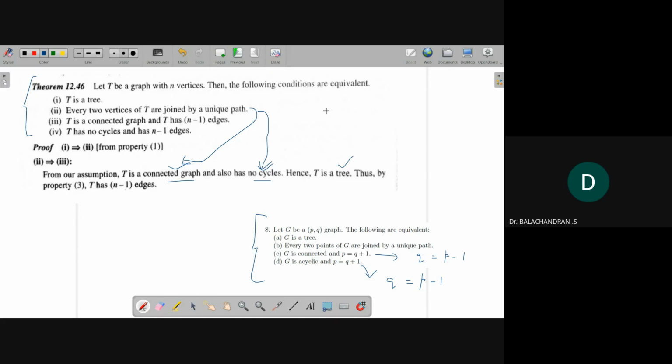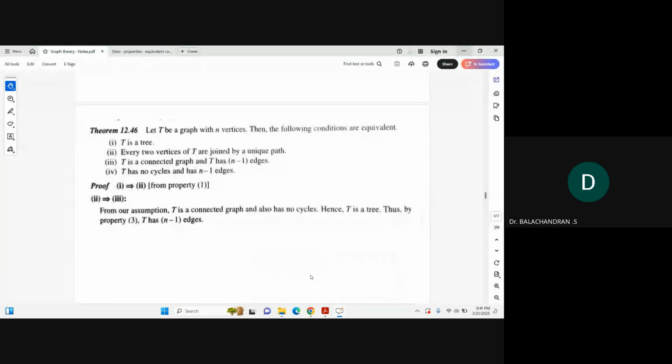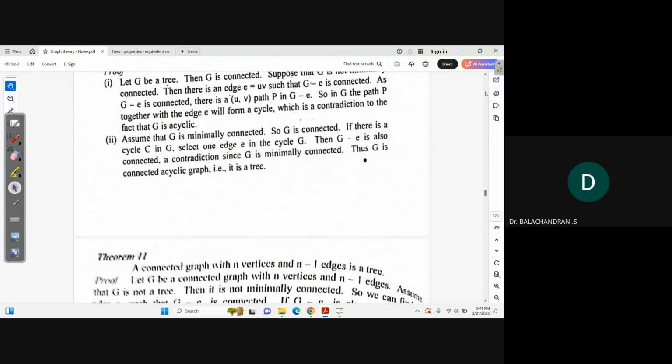T is a tree with n vertices. If it is a tree with n vertices, how many edges? We proved already, n minus 1 edges. Depending upon the marks, if they are giving more marks, you need to give the proof for this part. You should assume T is a tree with n vertices and prove it has n minus 1 edges. I'll tell you the proof.